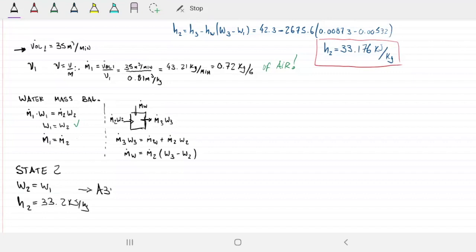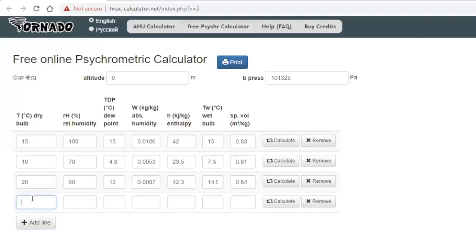So we're going to go into either our chart or our calculator and grab the properties for this. Share screen, yes. Calculator, add line. What do we have? This has to be the same, so it's 5.32 grams per kilogram. And our enthalpy is 33.176, rounded up to 33.2 already, and it's spat out all the other things. So the temperature T2 is 19.6, and the relative humidity is 37.7. Those are our answers for A.